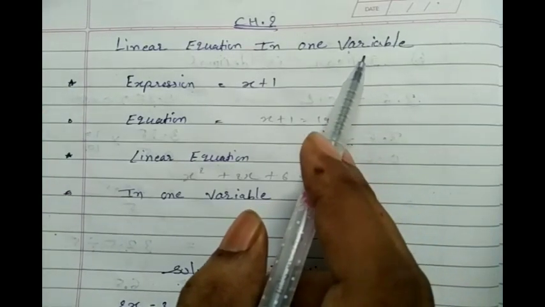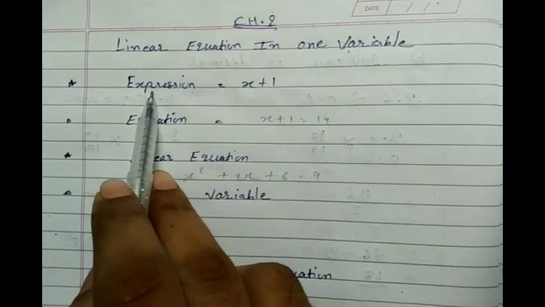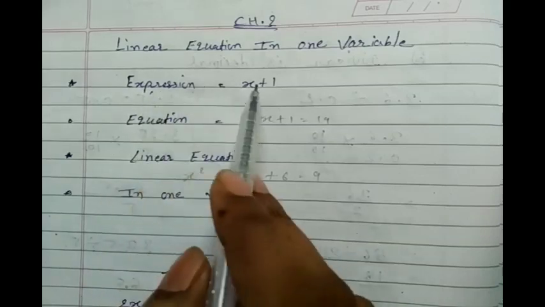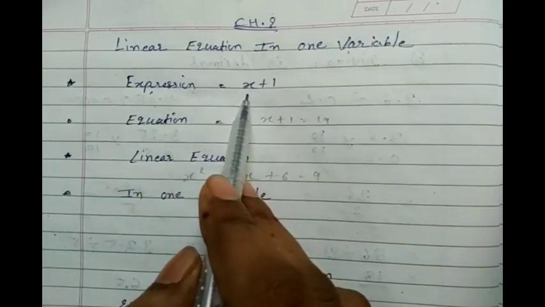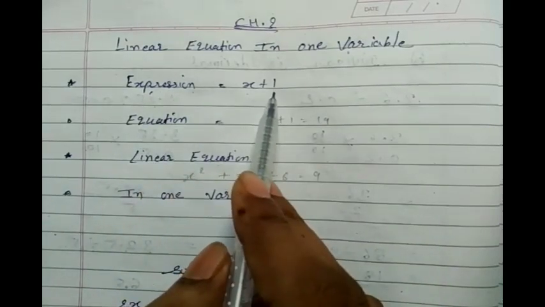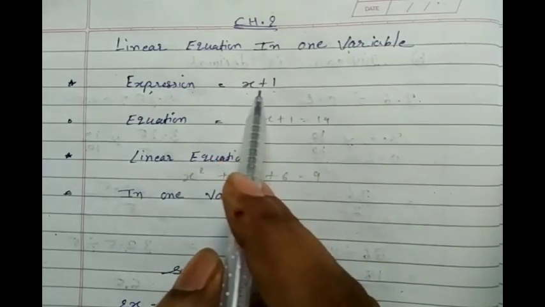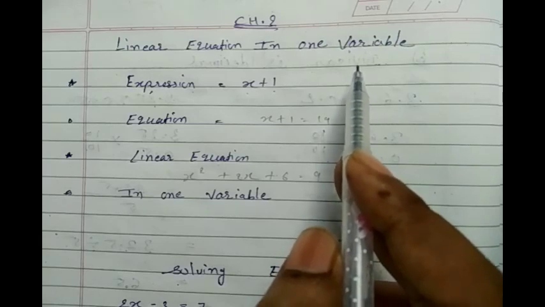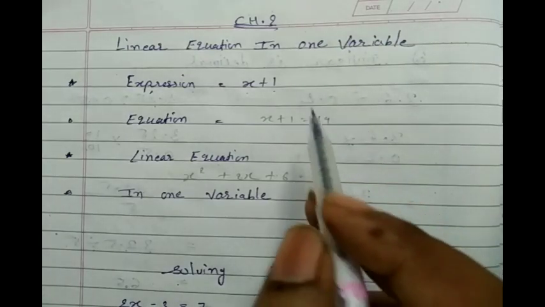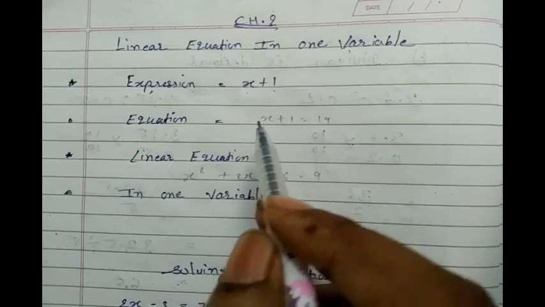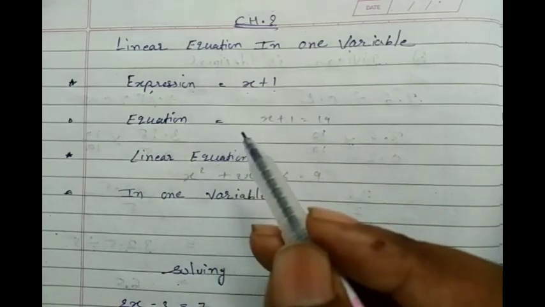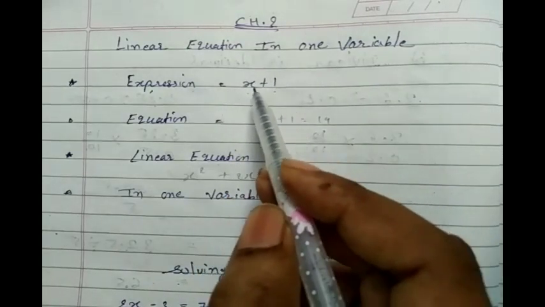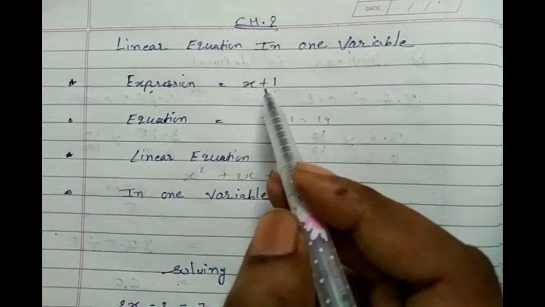In class 7 we learned about the expression. Whenever we use a symbol or alphabet with a number and present it in such a way, like x plus 1 or y plus 1, it is an algebraic expression. Whenever we use an alphabet with a number to represent something, this is known as an expression. So x plus 1 is an expression.